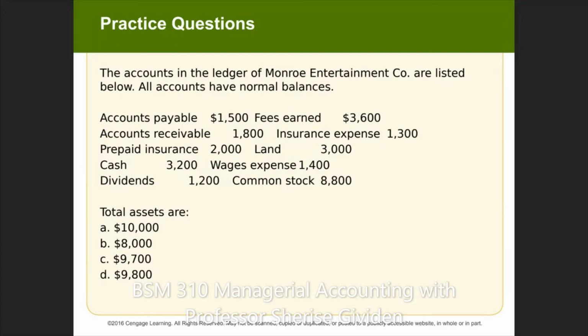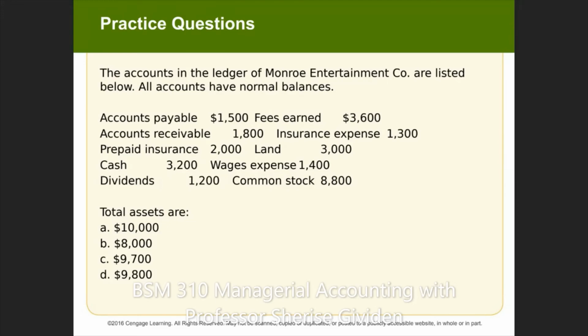So is accounts payable an asset account? Nope. What about accounts receivable? Yes. Prepaid insurance? Yes, it's prepaid. Cash? Yes. Dividends? No. Fees earned? No. Unearned fees? Yes, because anything unearned is a liability. You just said that. No. Insurance expense? No. Land? Yes. Wages expense? No. Common stock? I think yes. I think no.